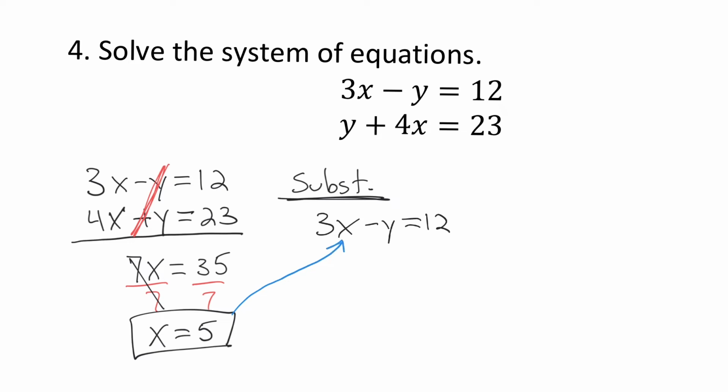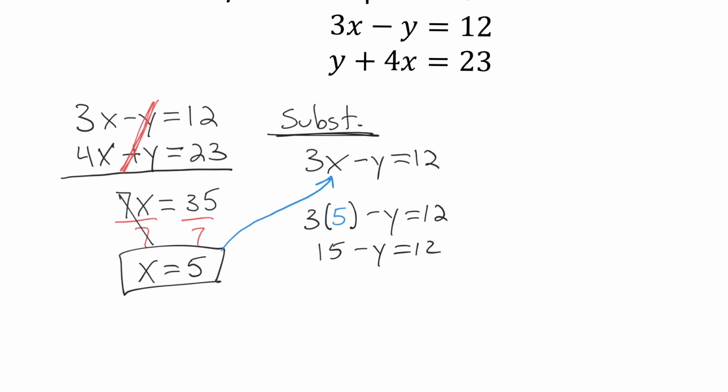So 5 times, oops, no, not 5. Let me go back. 3. I put a 5, but it's 3 times 5. You substitute, minus y equals 12. So we get 15 minus y. And you keep going. Subtract 15 from both sides.